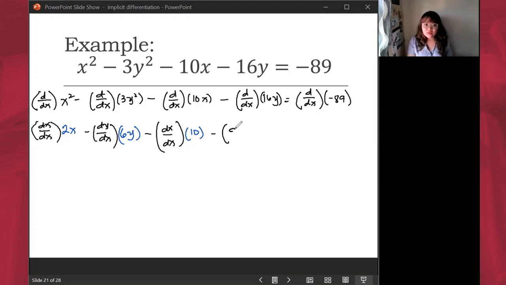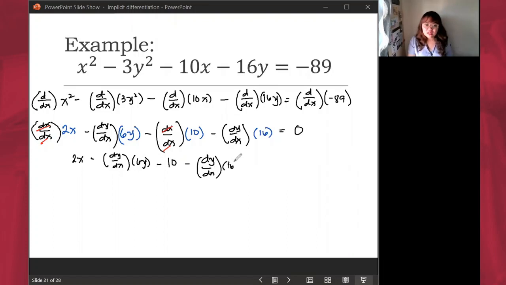Here, this will become dy over dx because it's a y variable and the derivative for this expression is going to be 16. Next up, it's a constant, so it will just be equal to 0. Now, we simplify what we could simplify. So cancel, cancel, and cancel, cancel. We are going to be left with 2x minus dy over dx 6y, oh sorry, that's subtraction, minus 10 minus dy over dx times 16 equals 0.